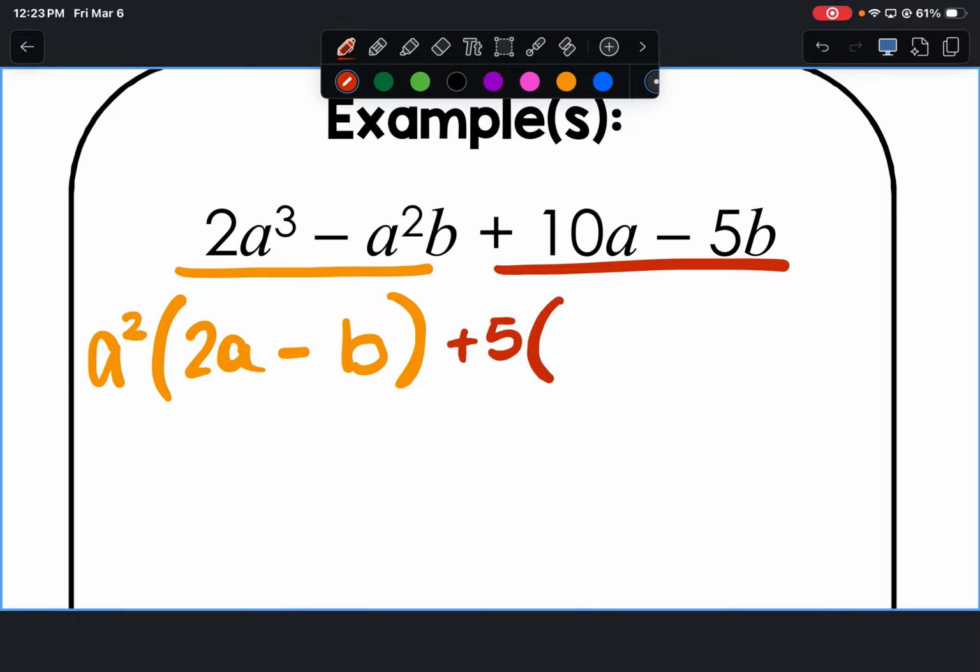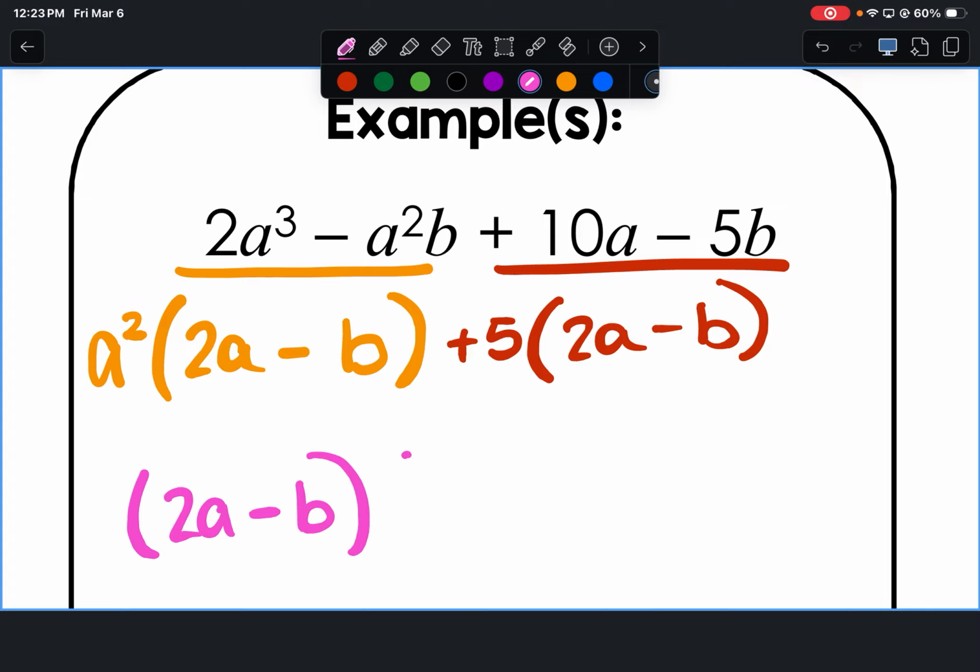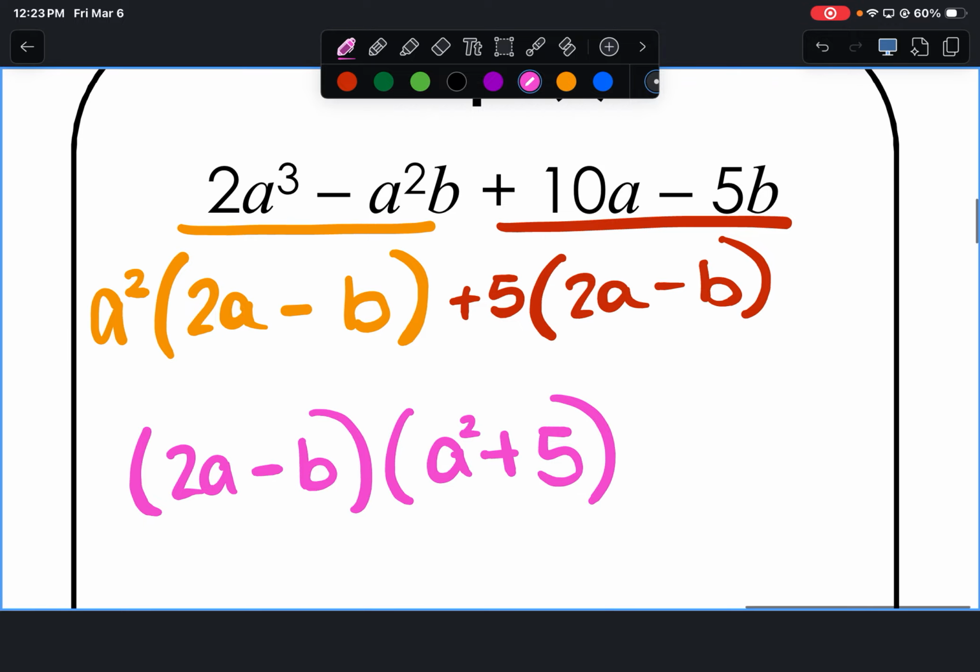Which leaves us with 2a minus b. What part is the same? What part is left over? And that is our answer. Is there anything else I can factor there or anything else I need to do? No. And we are good.